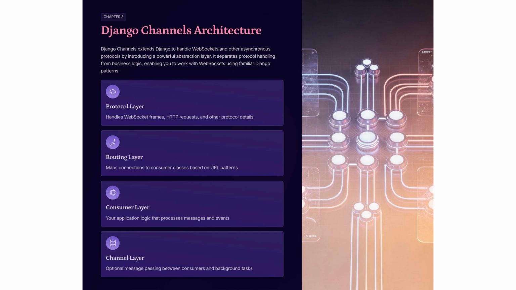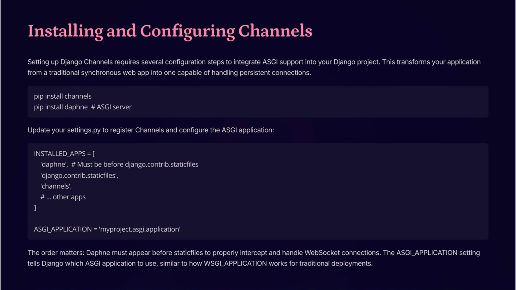Django Channels architecture introduces a protocol layer for handling WebSocket frames and HTTP requests, a routing layer for mapping connections to consumer classes, and a consumer layer for processing messages. The optional channel layer facilitates message passing between consumers and background tasks, allowing seamless integration of asynchronous protocols with Django's familiar patterns.